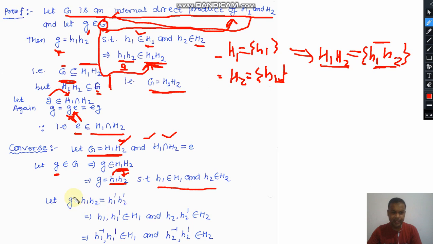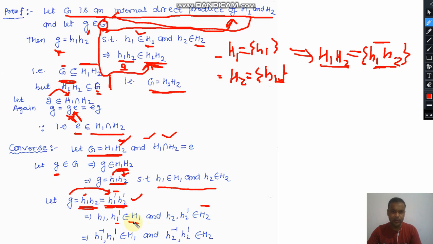Suppose it is possible that g is the product of another two elements, h1 dash and h2 dash. We are assuming that g is the product of two different combinations. This is our initial assumption and it is another assumption. As per this equivalency, the first element from both relations belongs to H1, so h1 dash will also belong to H1, and the second elements h2 and h2 dash will belong to the second subgroup H2.